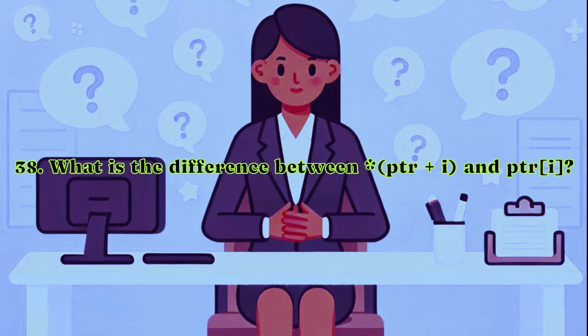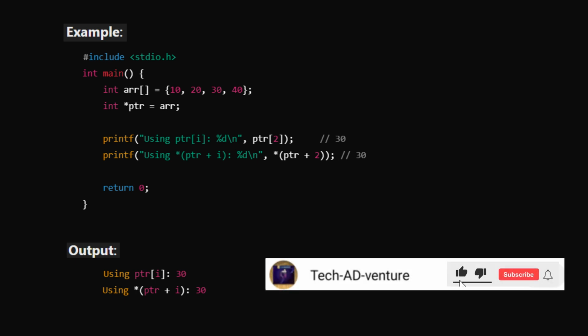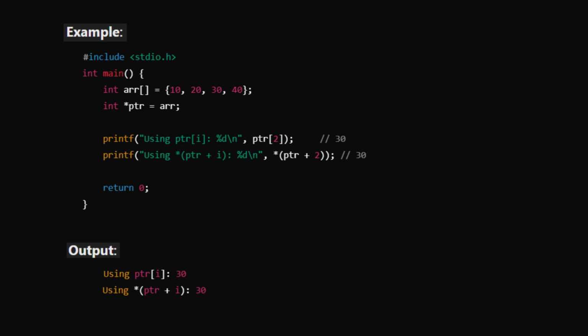38. What is the difference between *(ptr + i) and ptr[i]? Both are equivalent. ptr[i] uses array subscript notation to access the ith element. *(ptr + i) uses pointer arithmetic to access the ith element. See the example and output.